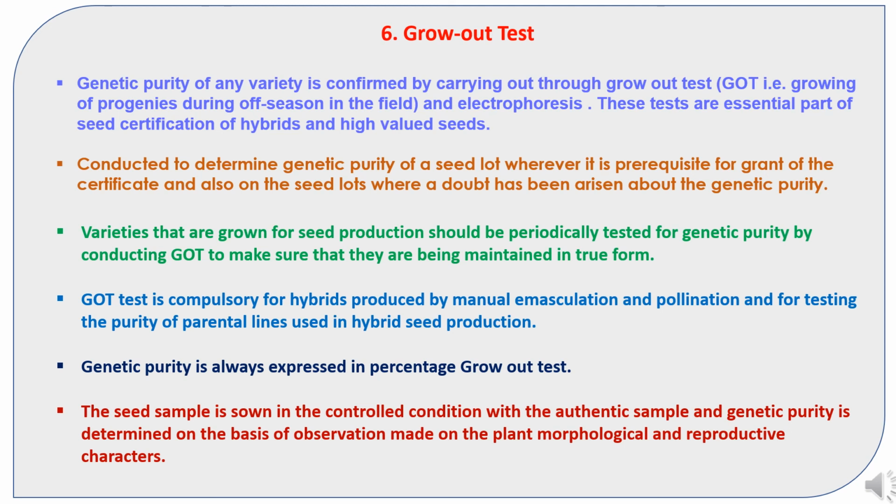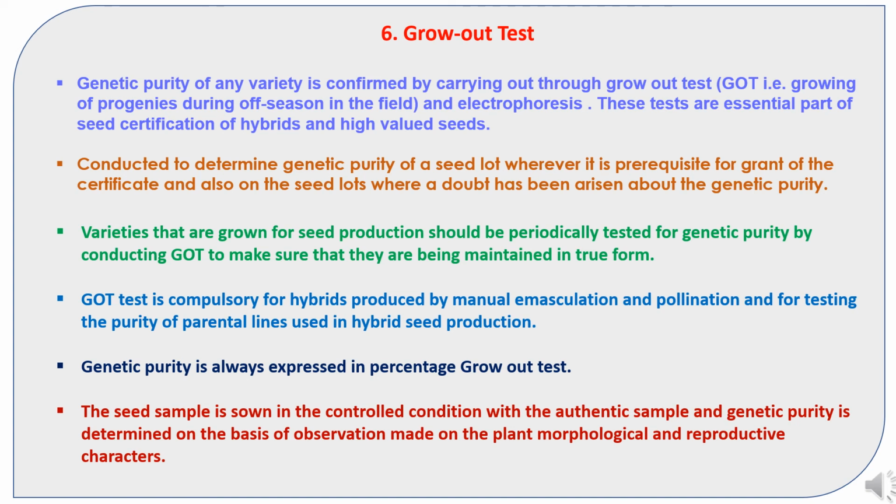The sixth safeguarding measure for maintaining genetic purity is the grow out test. Genetic purity of any variety is confirmed by carrying out a grow out test, which is known as the GOT test, where growing of progenies during the off season in the field is preferred. Another method, lab testing, is done by electrophoresis for the verification of the purity.